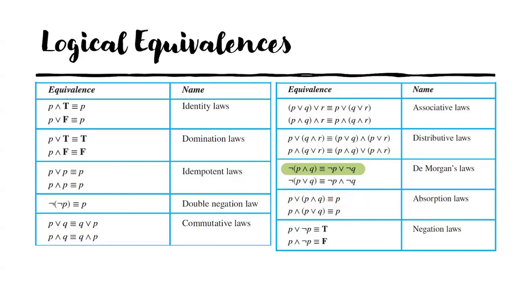Now if you have P and (P or Q), this is the same as saying P. Right? Because in order for this to be true, P must be true. And if P is true, you have P or Q. Then you don't need to care about whether you have Q or not, since this is a disjunction. So this is the absorption rule.